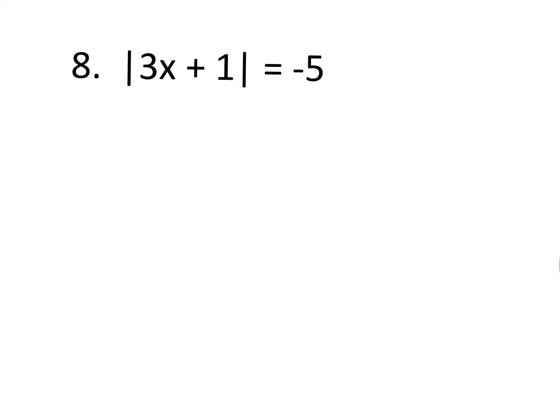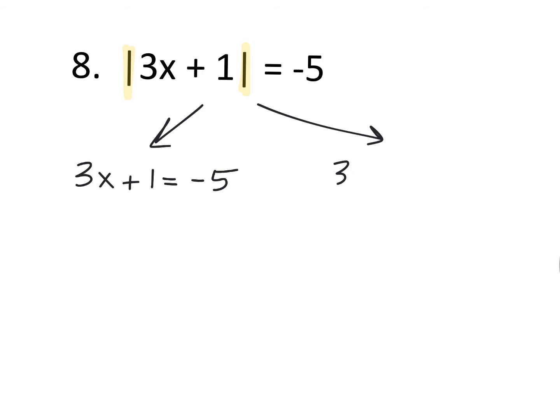Number 8, your bars are already alone, so you're good. What I mean is that there's no other number on that side, so now you're going to split it up into the 2 equations. Okay, notice you have it equal to a negative 5 right now, and so this first one you can have just be 3x plus 1 equals negative 5. What do you think the other one is going to be? Positive 5. Okay, and you solve both equations. If you're someone who can solve these without me, go for it.